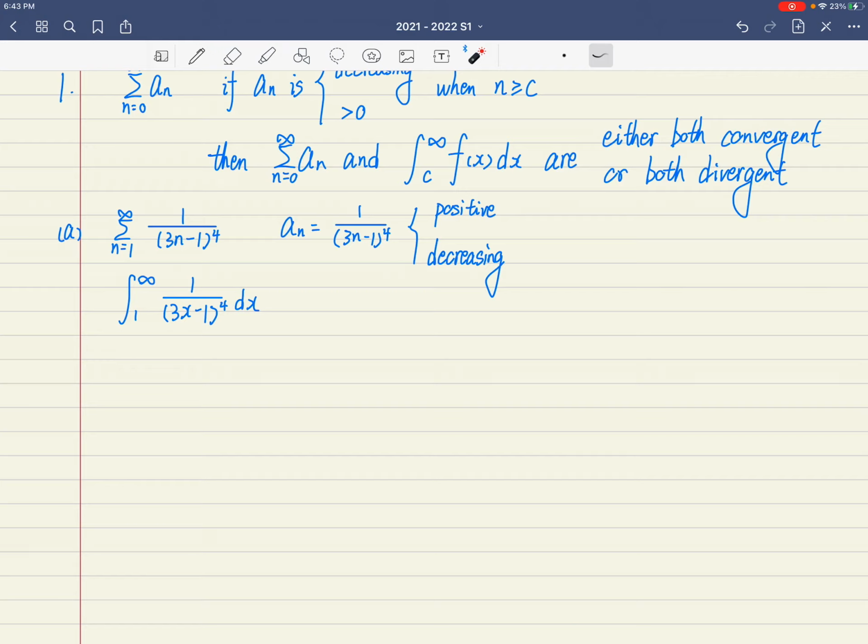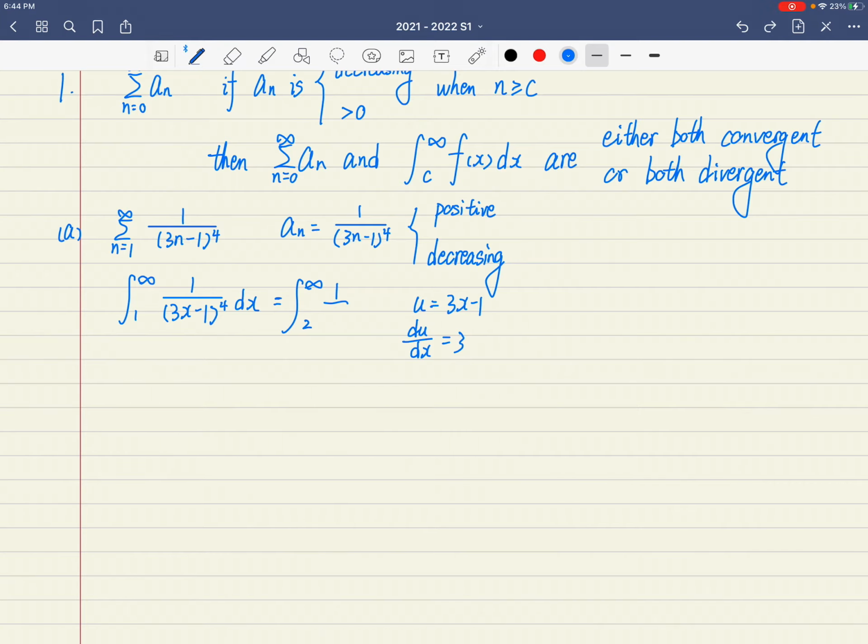Now you just need to get this integral to see whether it is convergent or divergent. Here you can use a substitution method. You can let u be 3x minus 1. Then du over dx is just 3. So u is 3x minus 1. When x is 1, u is 3 times 1 minus 1, which is 2. Infinity is still infinity.